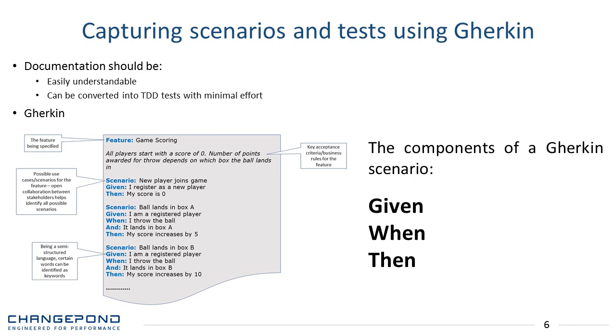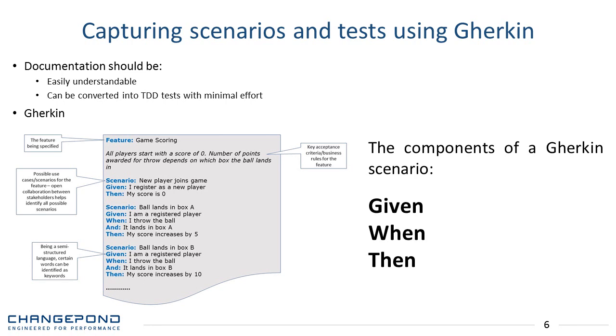So how do we capture the scenarios that were discussed during the requirement workshops? Well, ideally, we would like to capture the features and scenarios in a format that can be easily understood by all stakeholders, but at the same time can be easily converted into test cases for test-driven development. One popular format for TDD is a semi-structured language called Gherkin. Let's take a look at an example.